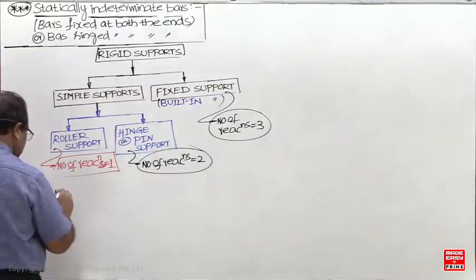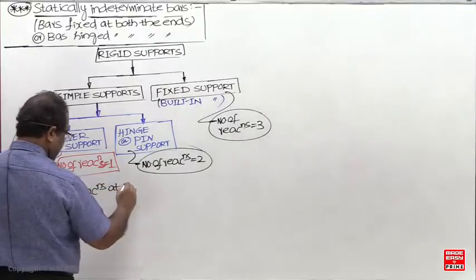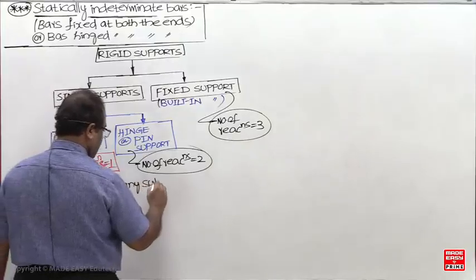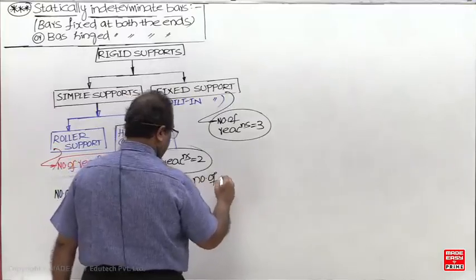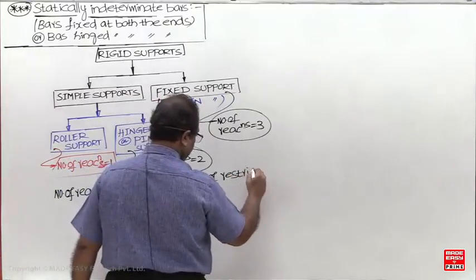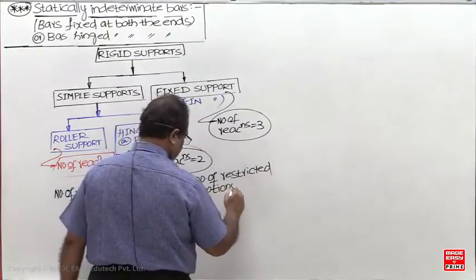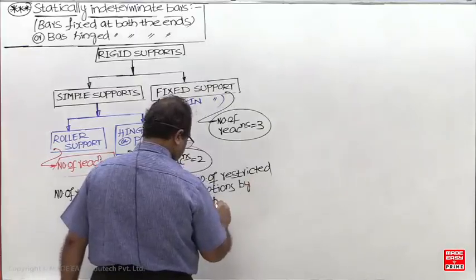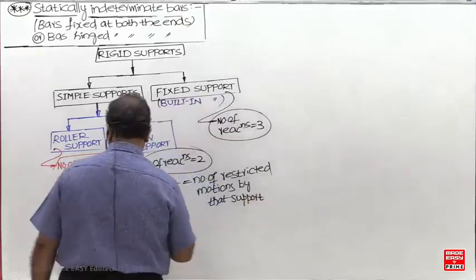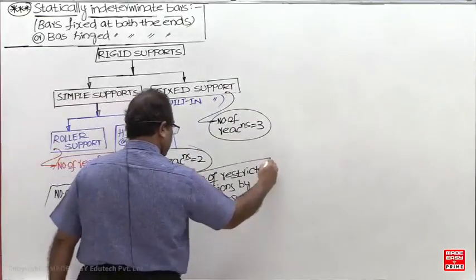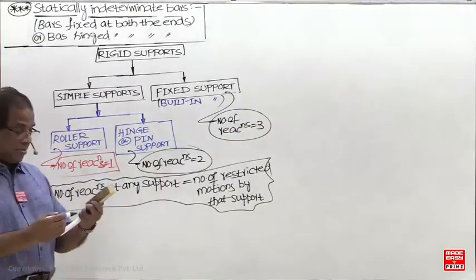So the number of reactions at any support is equal to the number of motions restricted by that support.